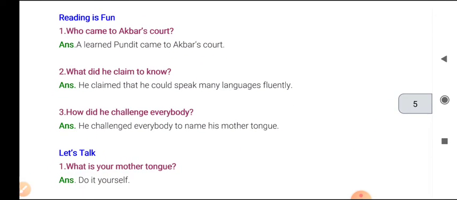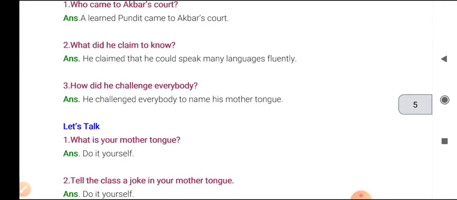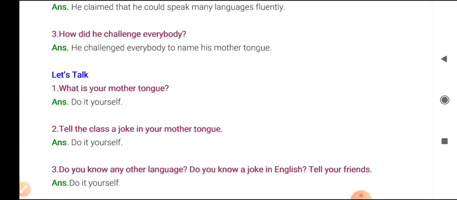Exercise reading is fun. Who came to Akbar's court? A learned Pandit came to Akbar's court. What did he claim to know? He claimed that he could speak many languages fluently. How did he challenge everybody? He challenged everybody to name his mother tongue.